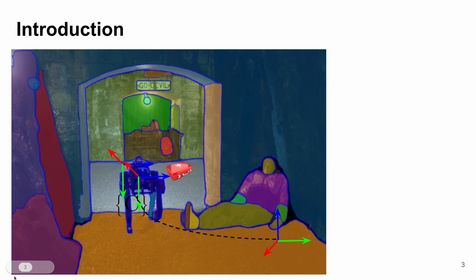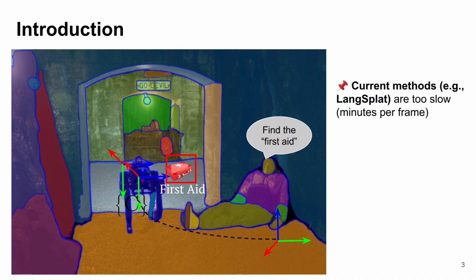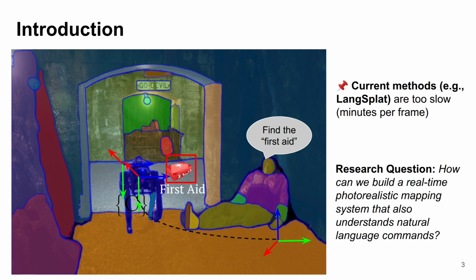Imagine a robot navigating an environment. A human says, "Find the first aid kit." And the robot, to succeed, needs to find it. Given the current methods, they are too slow, taking minutes per frame. This motivates our research question: how can we build a real-time photorealistic mapping system that also understands natural language commands?